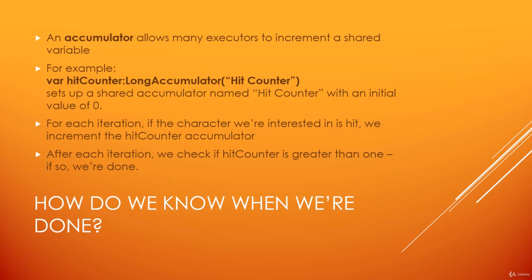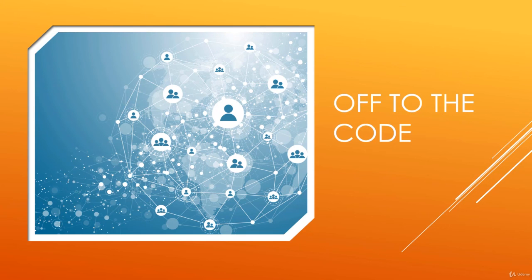So when we're done with each iteration, we just check if the hitCounter is greater than 0, and if it is, we know that we're done. And sometimes we'll get a hit from multiple directions, and that hitCounter might be more than 1, but that's how we know that we're done. Those executors can signal back to the script, hey, I got a hit, and it can keep track of how many hits by having this shared accumulator across all the executors. So that's a lot to wrap your head around. Let's go off to the code and see what it looks like.